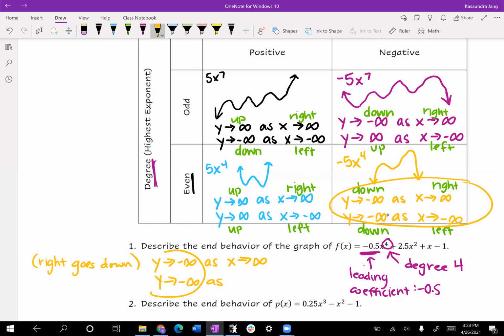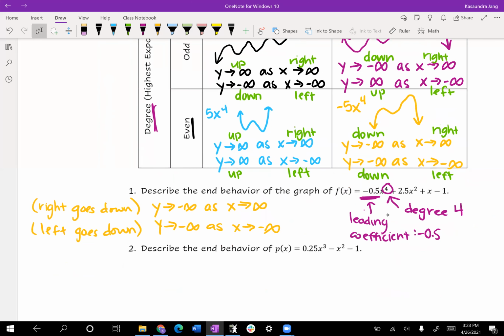So y values have to do with going up or down. Both of those are going to negative infinity. They're both going down. So this is saying left goes down. Left side goes down also. All right, so there's the end behavior, the two ends of my graph.